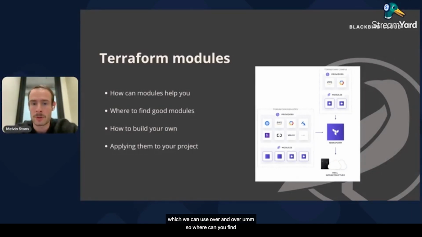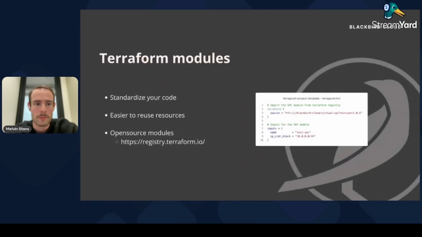So where can you find these modules? Well, you can build them yourself, of course, but there's also the Terraform registry, which you can use to download all the published open source projects that are out there. What are some advantages of these modules then? Well, it standardizes your code. So if you want to create multiple instances, every instance is built in the same way, which makes it easier to reuse them.